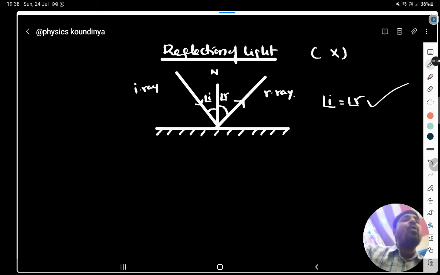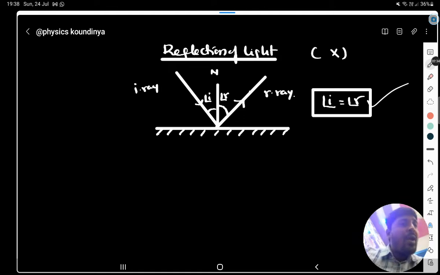What is called the angle of incidence? The angle made by the incident ray with respect to the normal is called the angle of incidence. What is called the angle of reflection? The angle made by the reflected ray with respect to the normal is called the angle of reflection, and we have to understand angle i should be equal to angle r in plane reflection. So when the light falls on a surface and bounces back into the same medium, this phenomenon is called reflection.